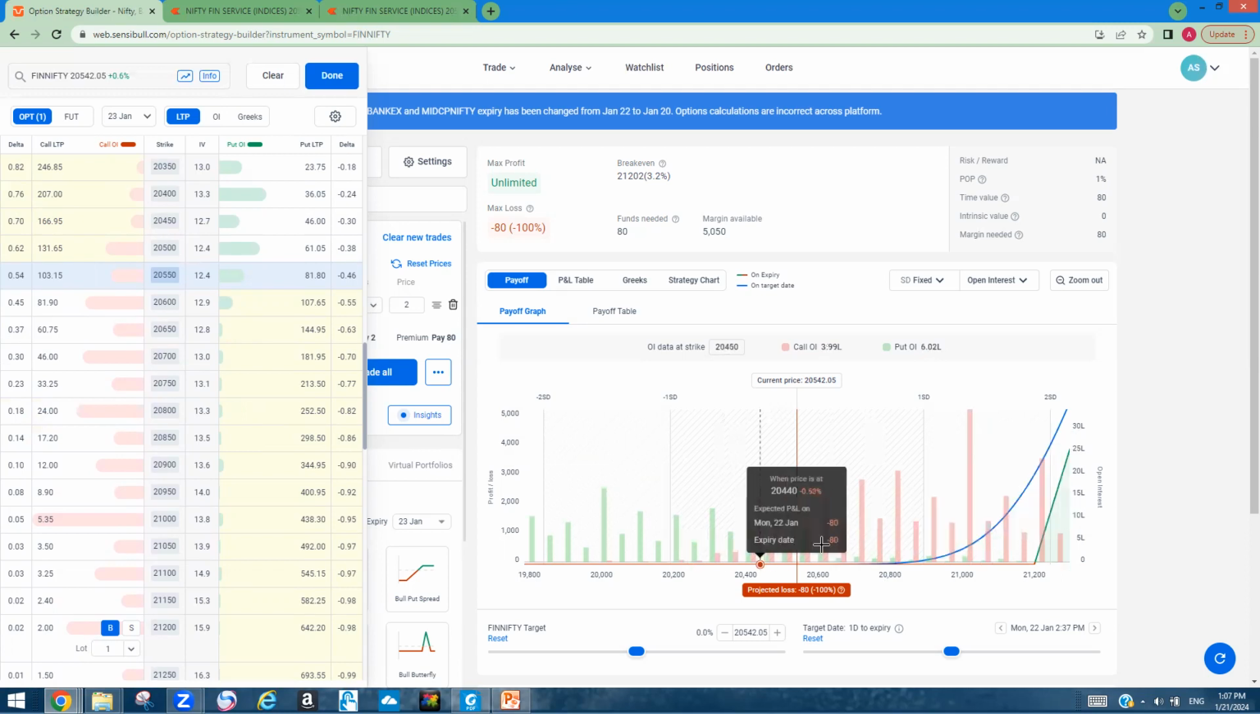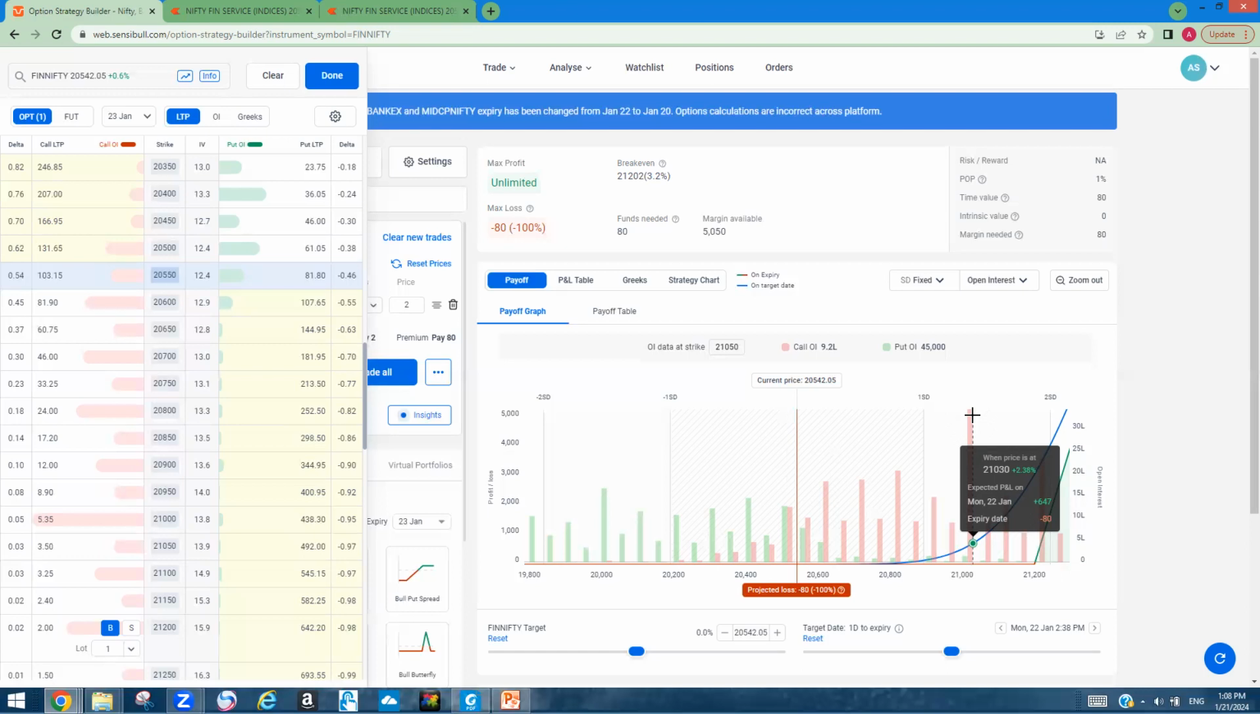And these green and red bars you are seeing are the position of option writers. So red is call option writers, and these are put option writers. So obviously we see we have big call option writing at 21,030. So if you go to this one, you will have a good probability of profit.